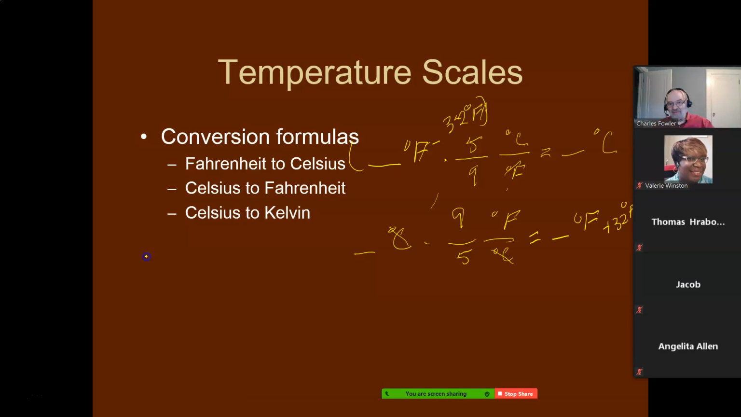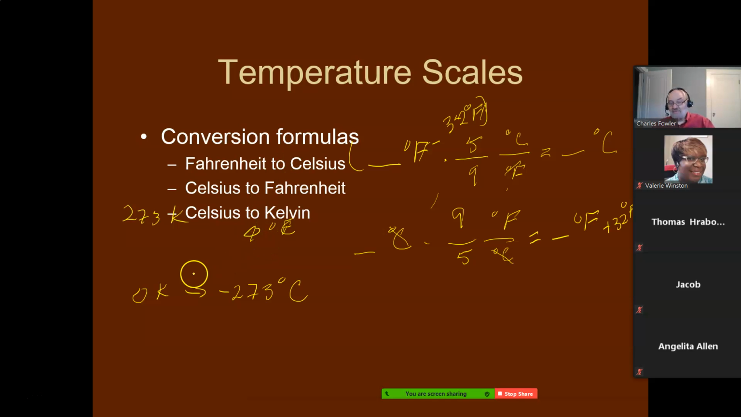Now how about Celsius to Kelvin? Well, we already had that one. We know that 0 Kelvin is equivalent to minus 273 degrees Celsius. Therefore 273 Kelvin is the same as 0 degrees Celsius.